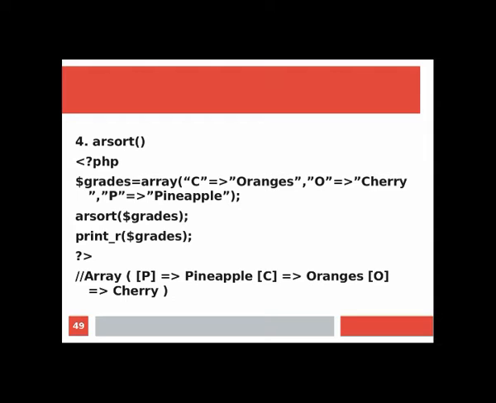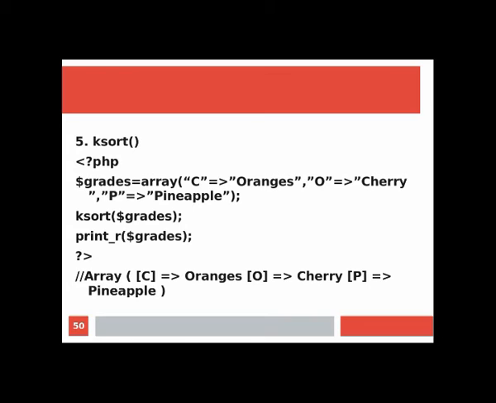And here I told that the arsort does the same task as rsort, sorting the values of the array in descending order, but maintains the key-value association of the array. That's why the output will be array in bracket, the subscript is P here, remember that P which is the last, arrow pineapple, so the last value will become first here, then the C oranges and O cherry. So it will maintain that key-value association and it will take the descending values.